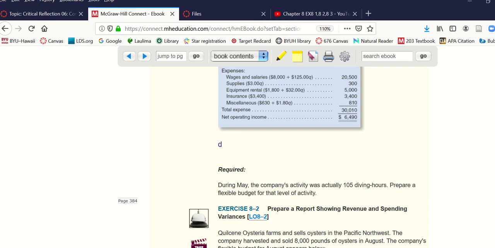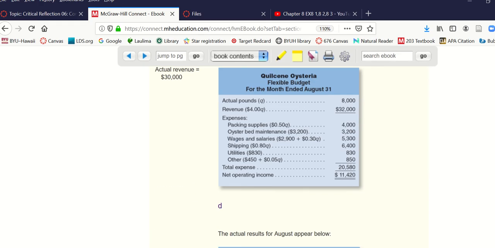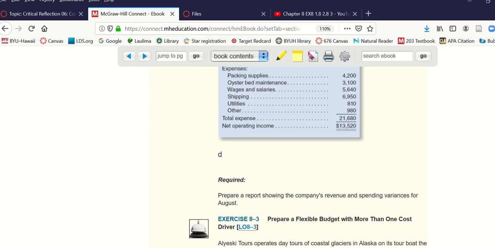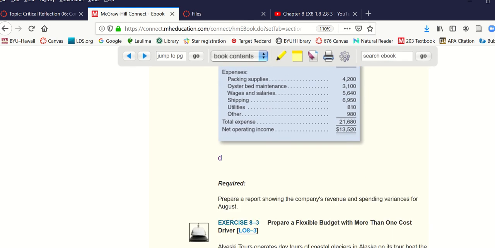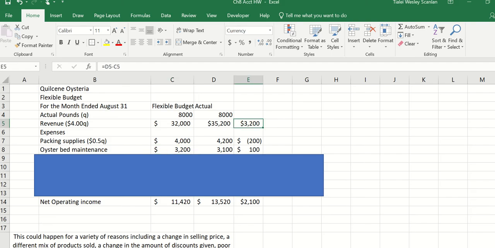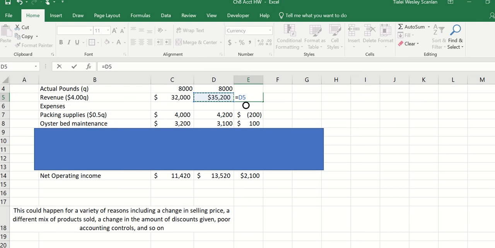And then the problem gave you this formula, and we typed this out, and then we compared it over here to these actual numbers, and then prepare a report showing the revenue and spending variances for August. Over here I expected that I was going to make $32,000, but I actually made $35,200. So what can happen? Why would I just make more money? The reason given is that a variety of reasons could happen. Change in selling price.